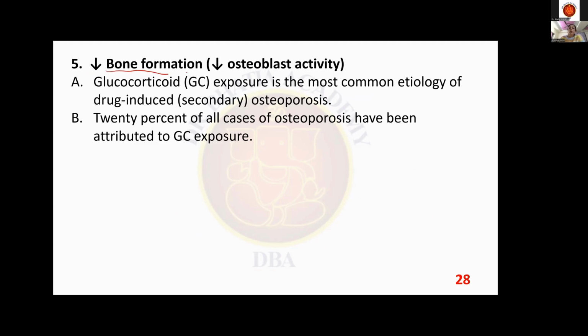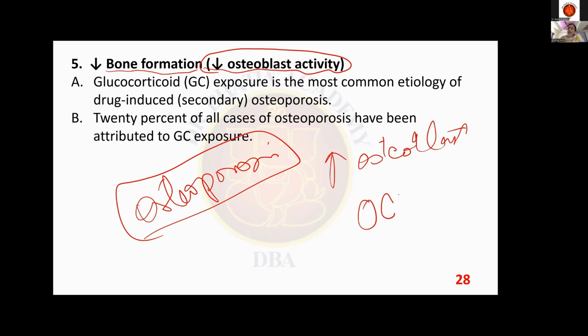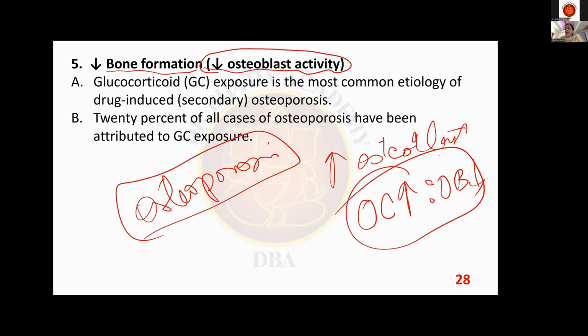What do they do to the bones? They cause osteoporosis, that is, they weaken the bones. How do they do that? They do that by decreasing osteoblast activity and increasing osteoclast activity. So the osteoclast to osteoblast ratio: the activity of osteoblasts is decreased and osteoclasts is increased. So glucocorticoid exposure is the most common etiology of secondary osteoporosis.